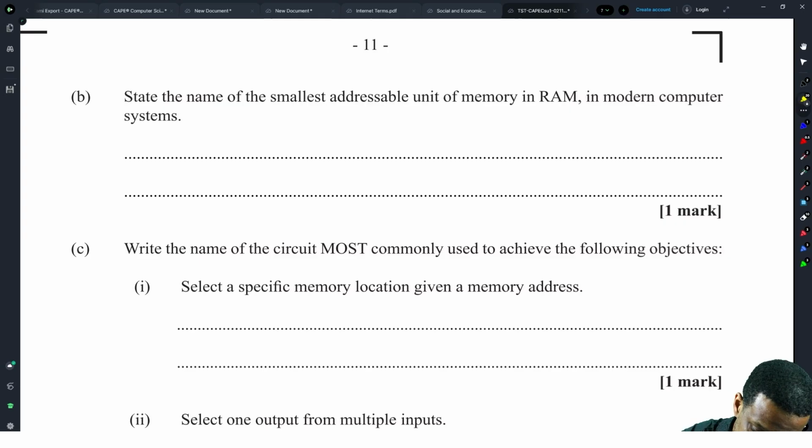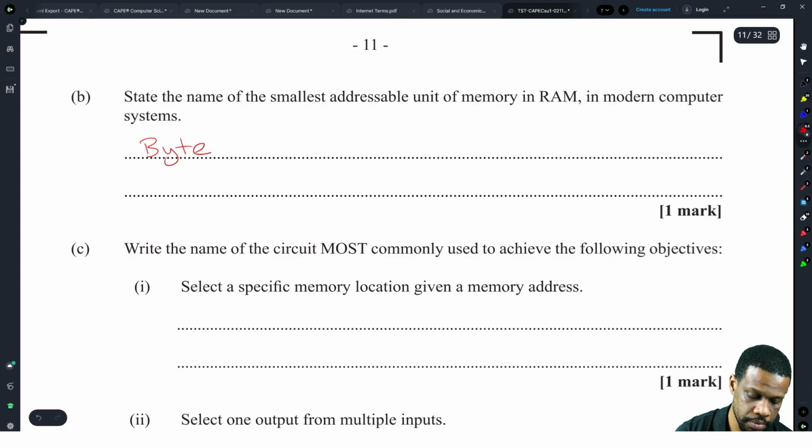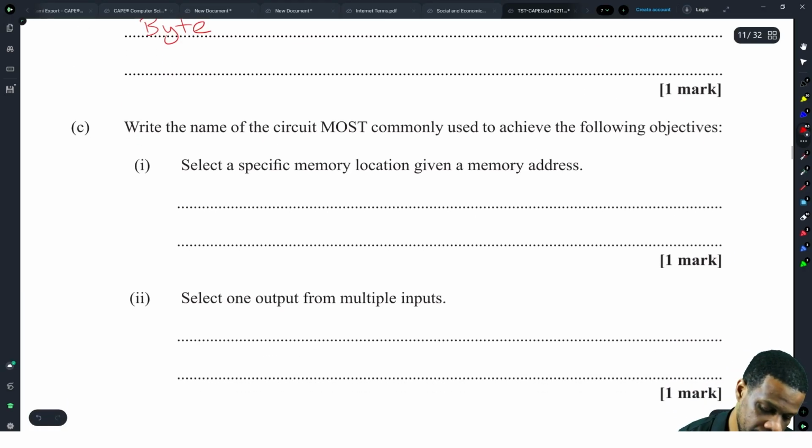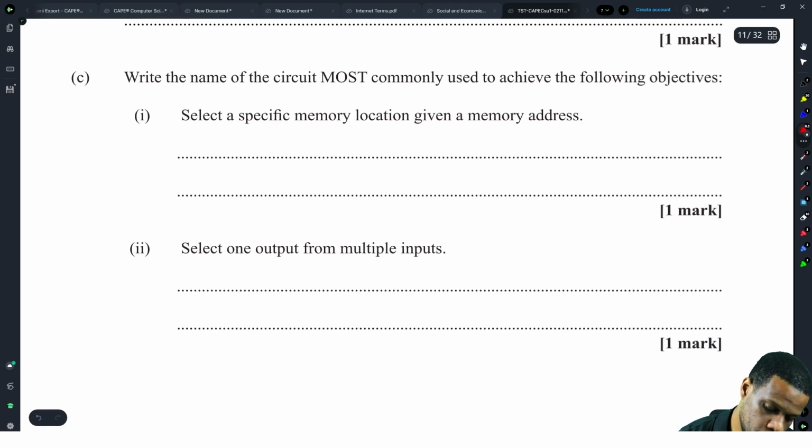Alright, say the name of the smallest addressable unit of memory in RAM in a modern computer system. Unit of memory. That will be a byte. It can't be a bit. No, yeah, because you'll have to send information to or pull information from the memory by using a byte, right? A byte, yeah.